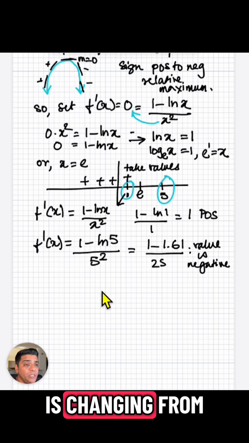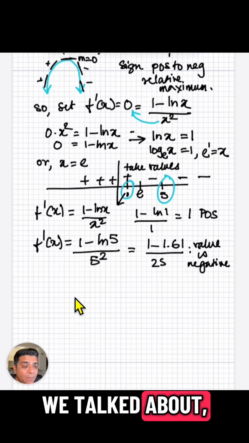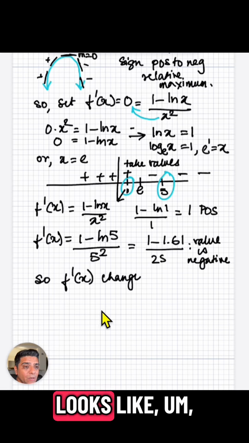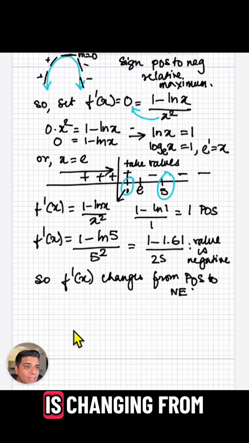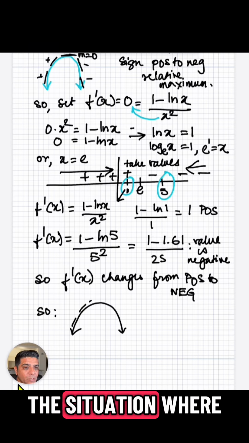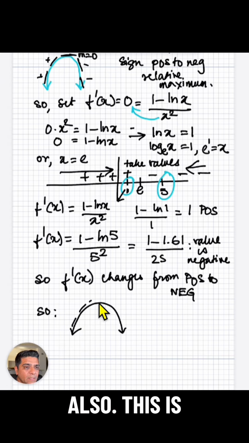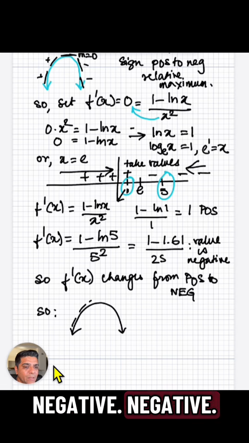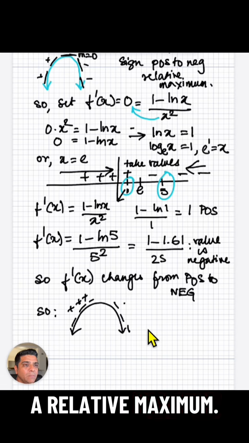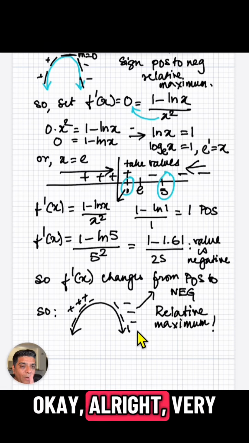So the sign is changing from positive to negative. Remember what we talked about, the change of sign. It looks like it is changing from positive to negative. We showed the situation where we had positive slope, positive slope, then this is our critical point, and then negative, negative, negative. So it is a relative maximum. Then x equals e is a relative maximum. Okay, all right, very good.